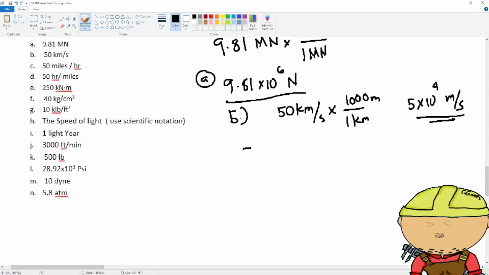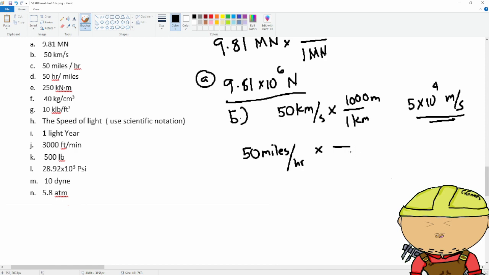For letter C, 50 miles per hour. Let's convert this to metric. Hour is already a metric system. We can convert it to seconds if we like, but we don't need to. Okay, or to be precise, there's no metric or SI system for time. Oh wait, since MKS and CGS, let's just convert the hour.